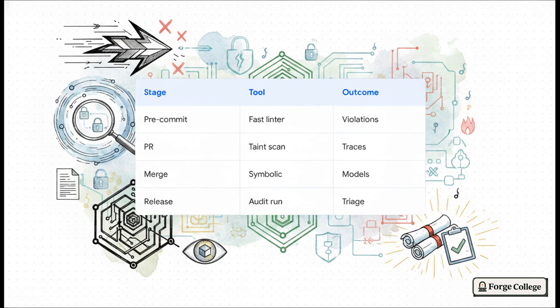In the pre-commit stage, you're going to deploy a fast pattern linter. The expected outcome? Immediate violations with zero tolerance for false positives. Then, at the pull request stage, you step up to a medium-depth taint scan. This gives your reviewers contextual warnings with nice, readable source-to-sink traces. During the nightly merge, that's when you bring in the heavy symbolic execution to get feasible path reports with concrete reproducer inputs. And finally, for the release, you conduct a full manual audit run. This gives you the final report and allows for proper human triage.